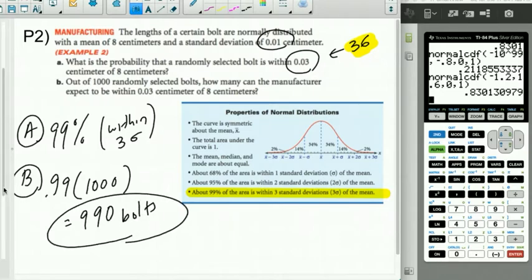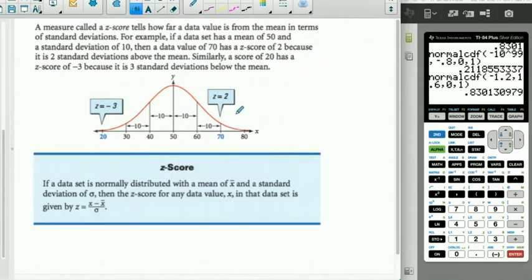All right, moving on. So there's a measure called a z-score, and I'm not going to go into this a whole lot, but essentially a z-score is basically how many standard deviations you are from the mean and in which direction. Okay, so the short version is, see how 70 is 2 standard deviations away and to the right? Its z-score is 2. See how 20 is 3 standard deviations away, but to the left, its z-score is -3.